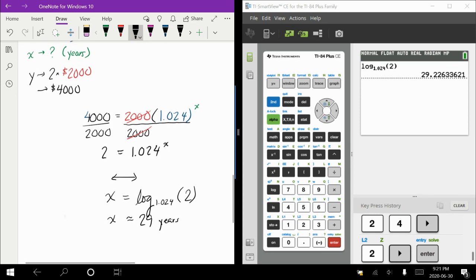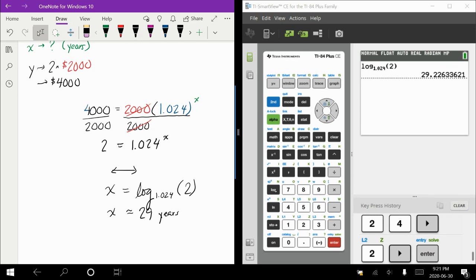Let's suppose you don't have the log base option. In that case, you would have to type in log of the argument divided by log of the base. That would be using the change of base formula. And again, you get the same result.